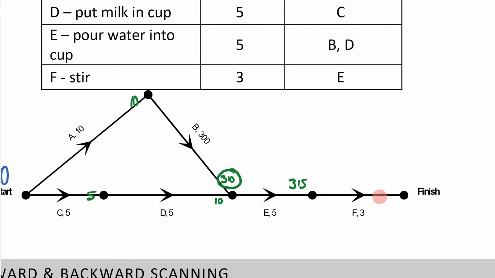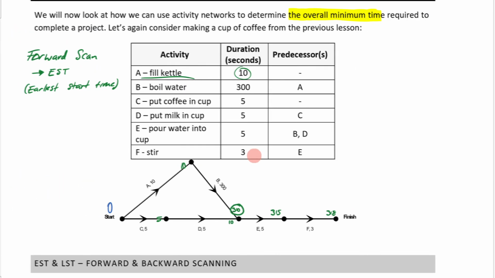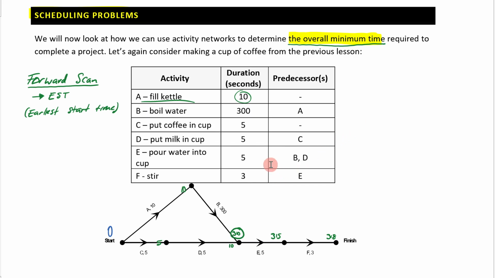315 plus 3 is going to be 318. So this will be 318. Now this is important: this is going to be the overall minimum time to complete it. The overall minimum time is going to be 318 seconds. So overall, the time required for you to complete this project in the minimum time is 318 seconds. And we've achieved this by doing our forward scan, by finding our earliest start time for all of the activities there. All right, that is the first part. Hopefully that's made sense. Let's now go on to the next part, which is going to be a backward scan.